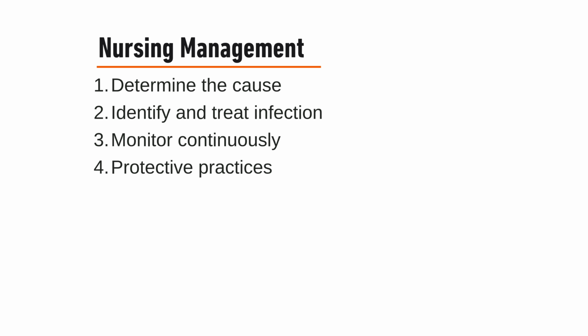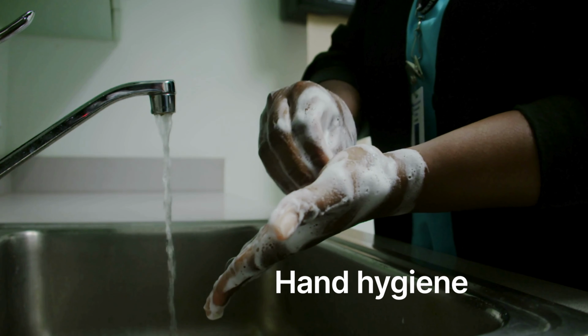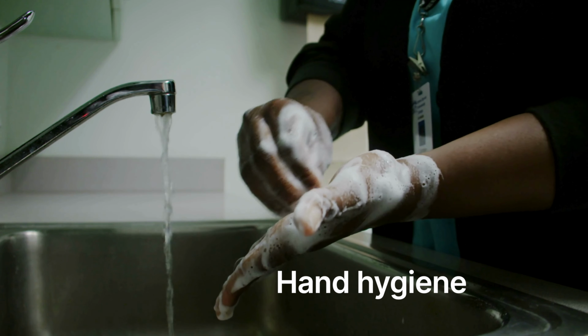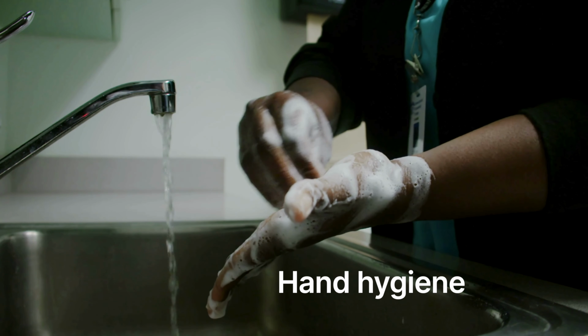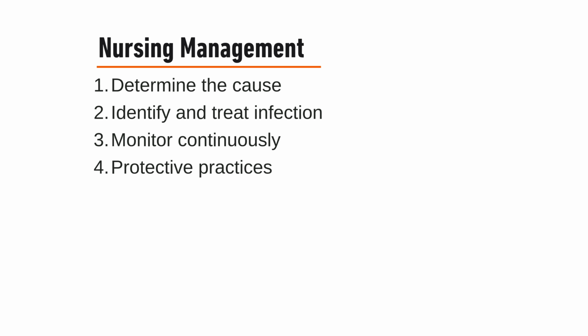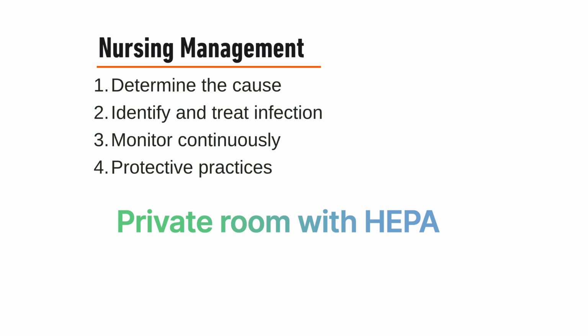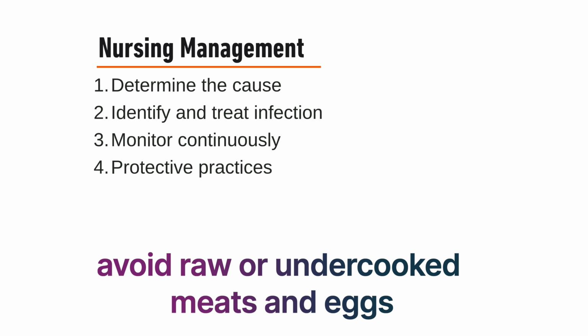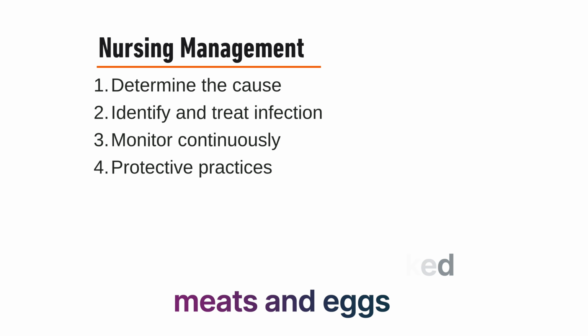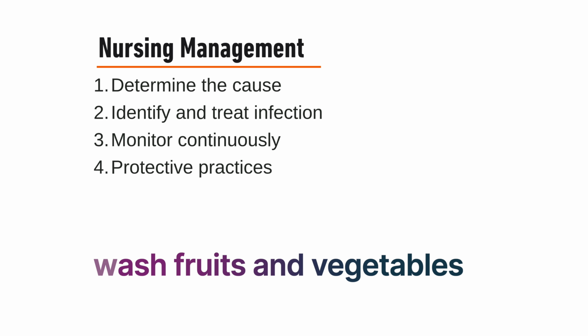Fourth, protective practices. Hand hygiene is the single most important protective measure. You should use antiseptic wash or gel before and after every contact. Neutropenic patients must also be placed in a private room with HEPA filtration. For dietary education, avoid raw or undercooked meats and eggs. Wash fruits and vegetables thoroughly.